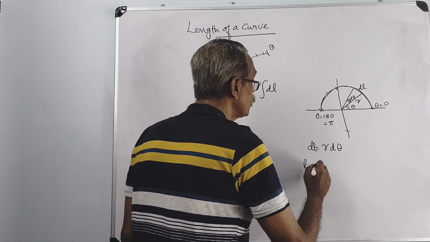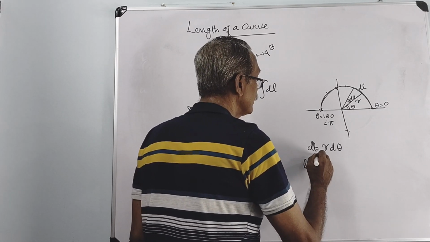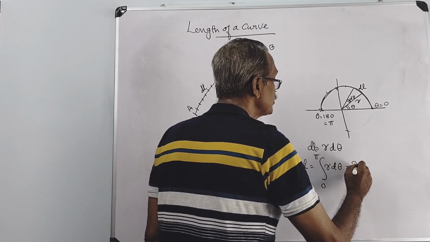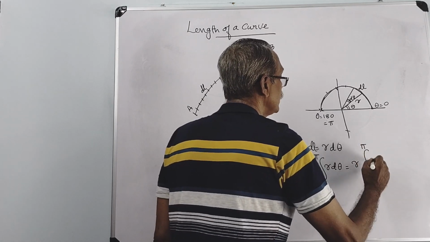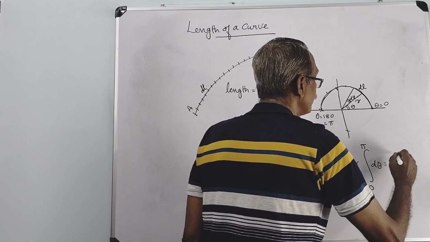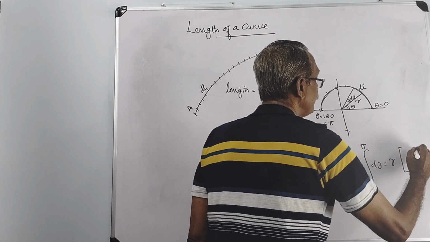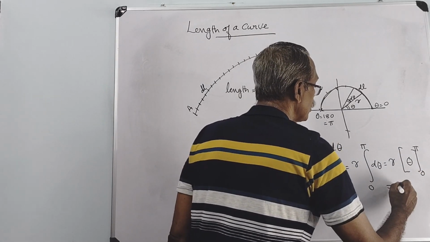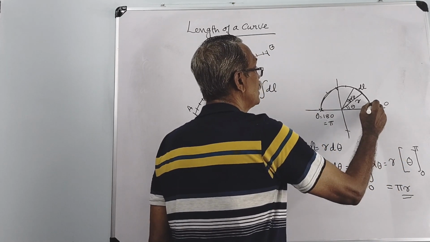Therefore, L equal to integral 0 to pi r d theta. R is a constant that can be taken out. 0 to pi d theta. Integral of d theta is theta. Therefore, this is r theta 0 to pi. This will become 0, this will become pi, and this is equal to pi r. That we know is the length of the semicircle.